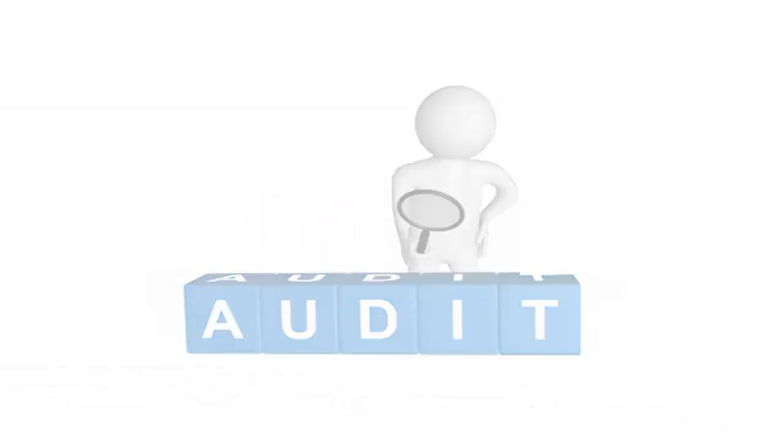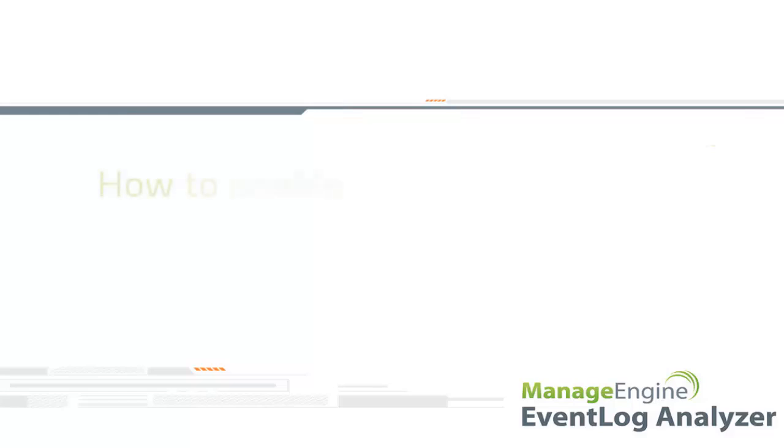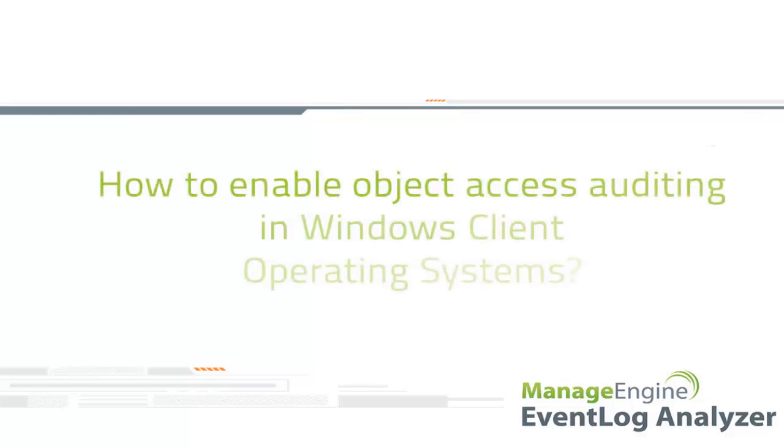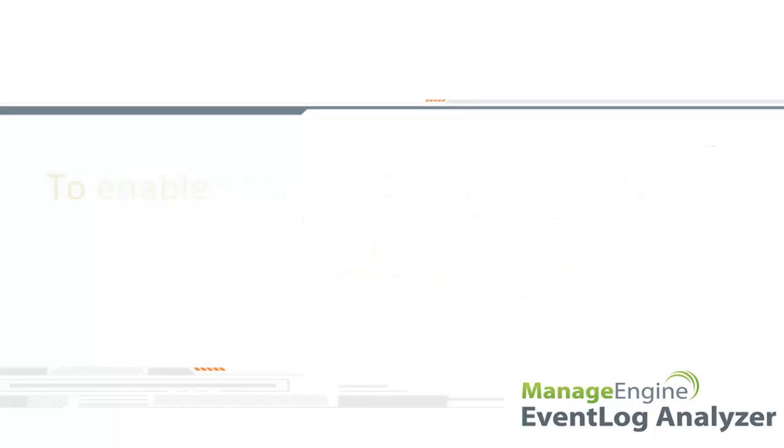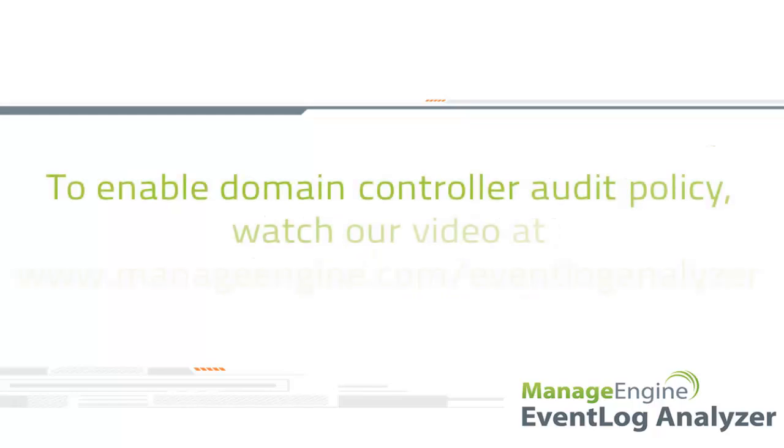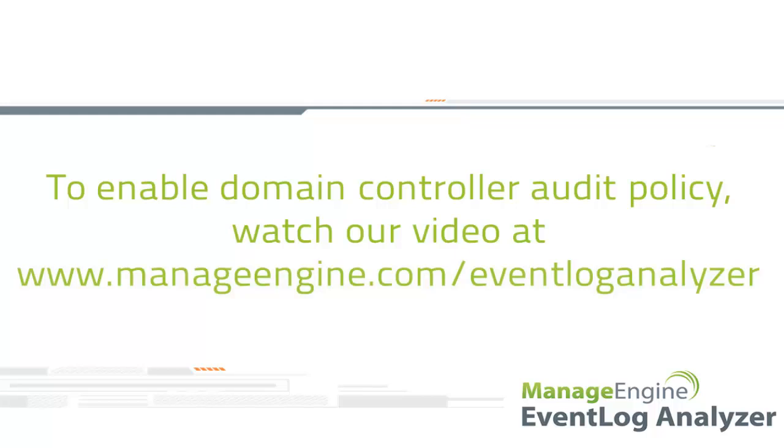In this video, we're going to see how to enable auditing for object access in Windows client OSs, such as XP, Vista, and 7. If you are looking for setting up the Global Object Access Audit Policy for Windows Server 2008 R2 machine, watch our video on how to configure auditing in Domain Controller Security Policy at our website.